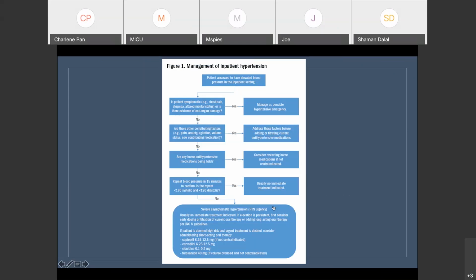And the one thing that I forgot to mention is that you always rule out pain, anxiety, or any other possible underlying causes that are causing the high blood pressure.